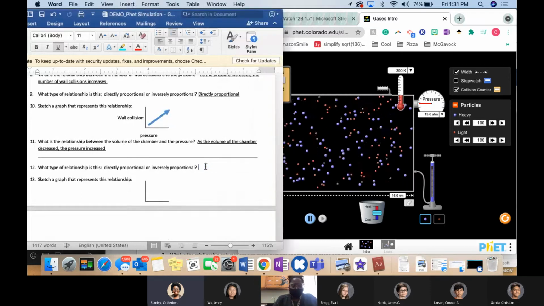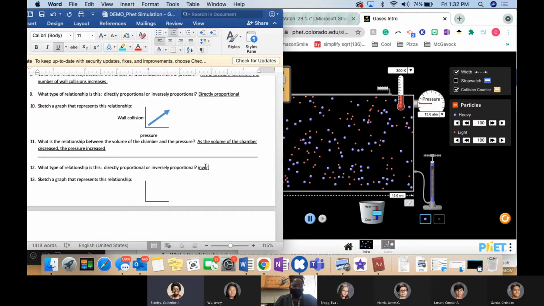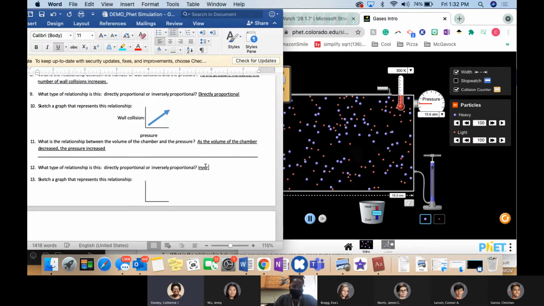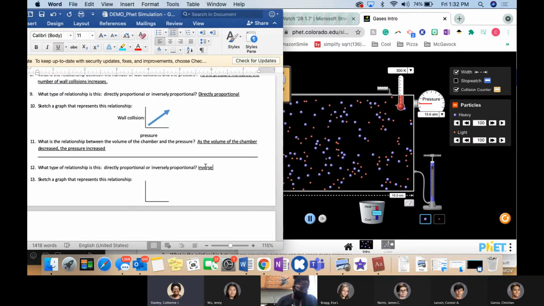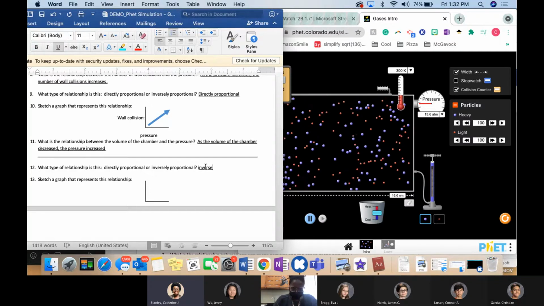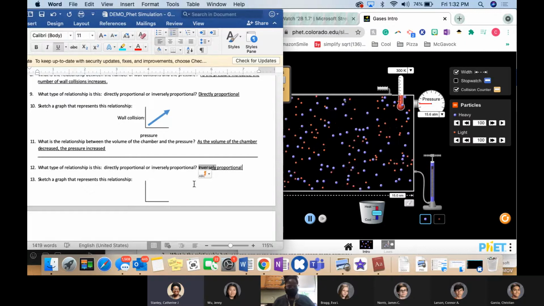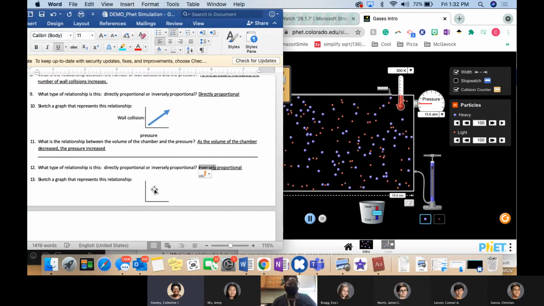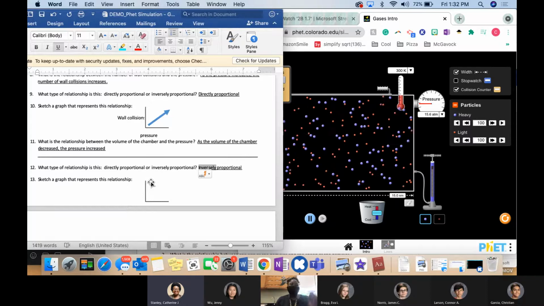All right, so let's talk about this. Is it directly proportional or inversely proportional? One vote for inversely. Two votes for inversely. Three votes for inversely. Inversely means as one goes up, the other goes down. That's what inversely means. Inversely proportional. All right, let's put it in a graph. So it's going to be going which way? Correct.